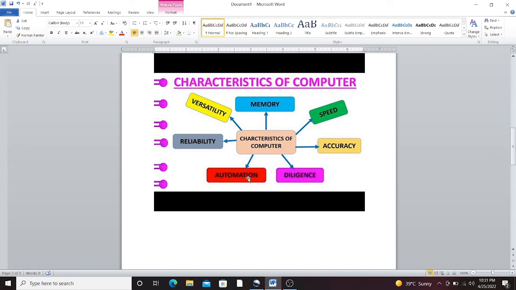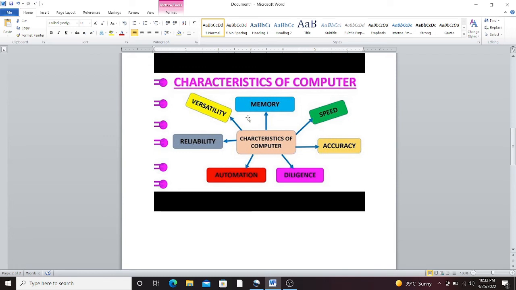Then automation. Automation means it is an automatic device. You don't have to do anything, you just have to type, but computer will work on its own on electricity. Okay, next is reliability. Reliability means you can believe in computer. If you want to do something, you can believe in computer, and computer will do whatever you want.